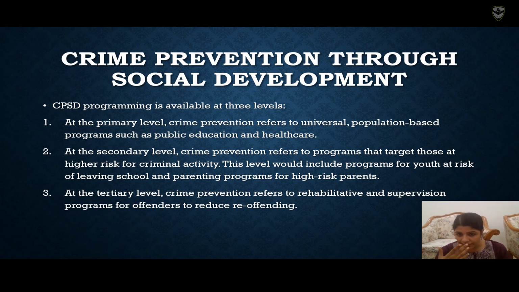At the tertiary level, there are rehabilitation programs, such as supervision programs for the offenders, or for repeat offenders, how certain rehabilitation programs can be provided in order to reduce reoffending. So these are the three main levels in how crime prevention through social development is programmed.